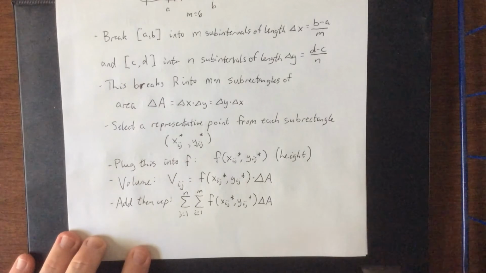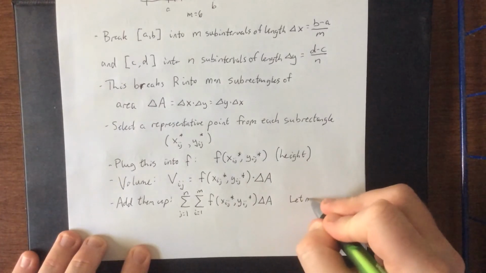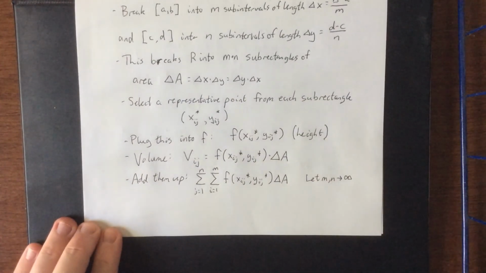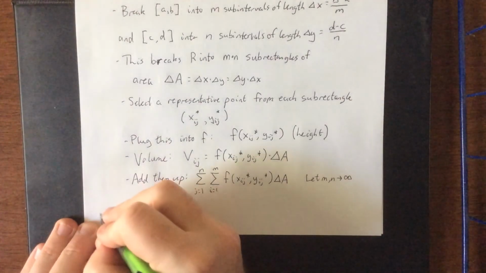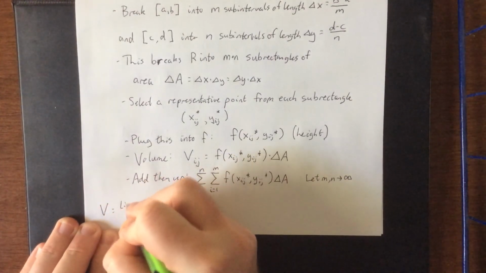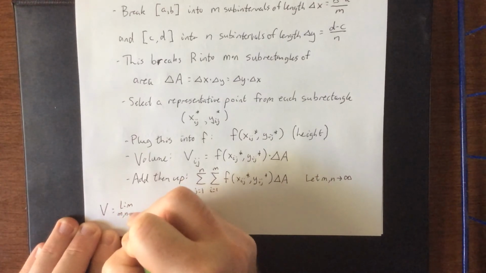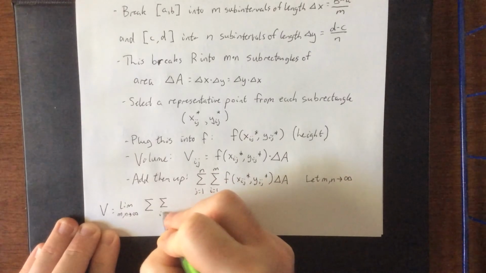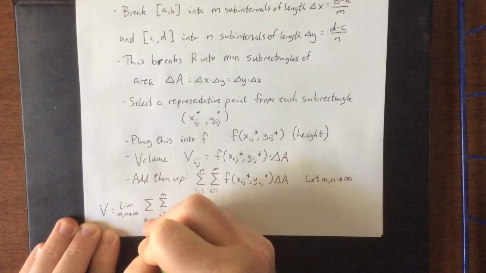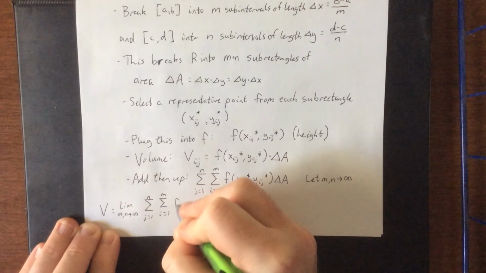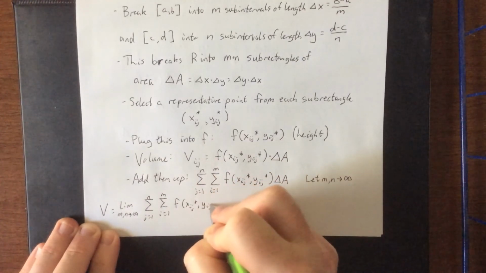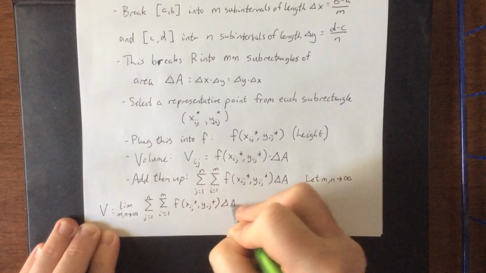Then, to get the best possible approximation, we'll say let m and n both go to infinity. This is going to give us, and I'm pretty sure I have room for it, so I'm really proud of myself here. So the total volume is going to be equal to the limit as m and n approach infinity of the double summation, i goes from 1 to m, j goes from 1 to n, of f of x sub ij star, y sub ij star, times delta A.